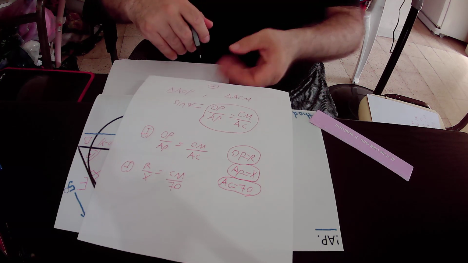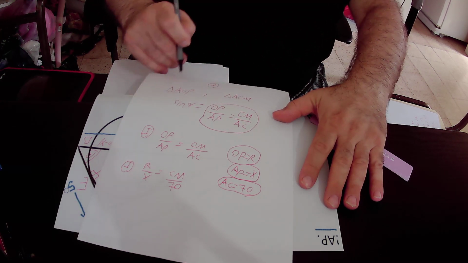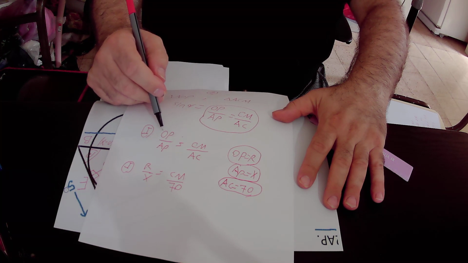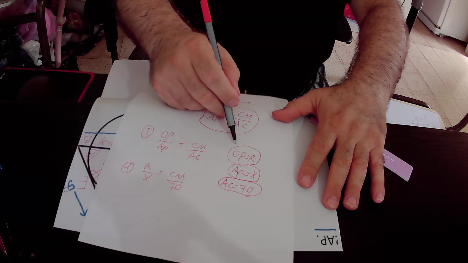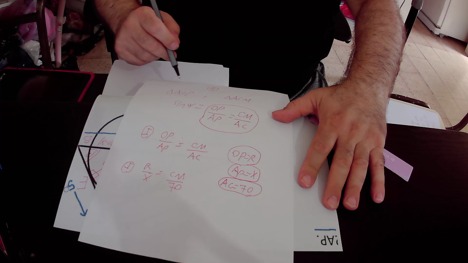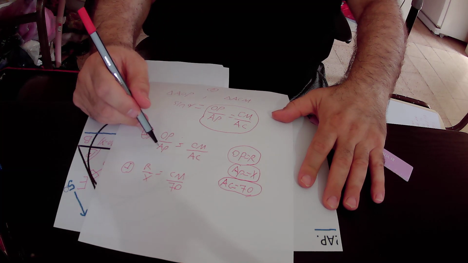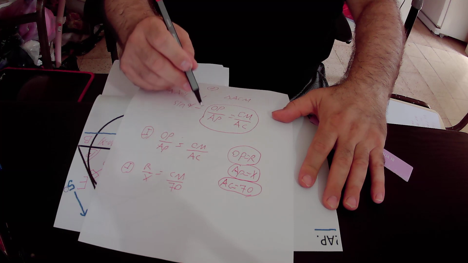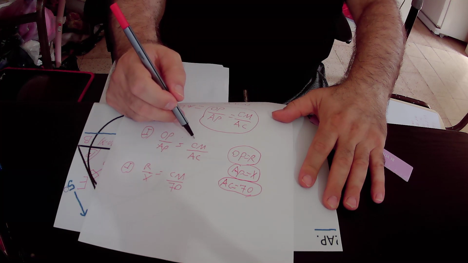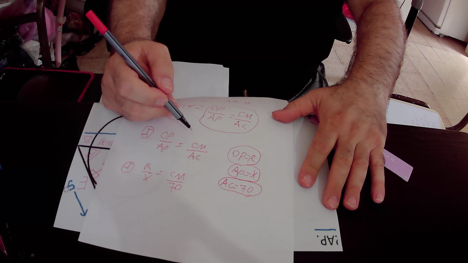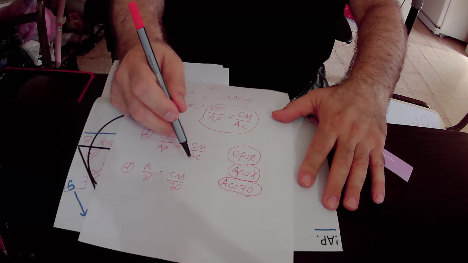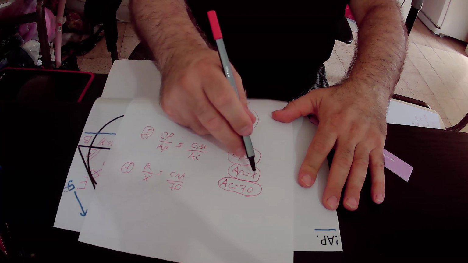So in equation number 1, I substituted OP by R because OP equals R. And then I substituted AP by X because AP equals X. I left CM as it is. And I substituted AC by 70 because AC equals 70.